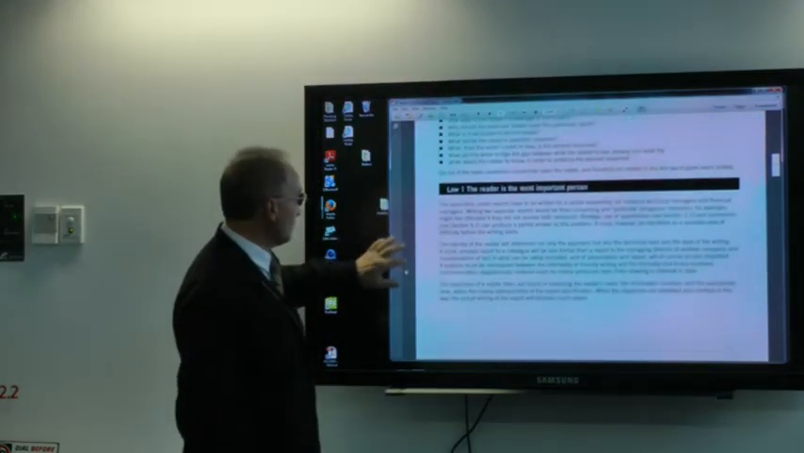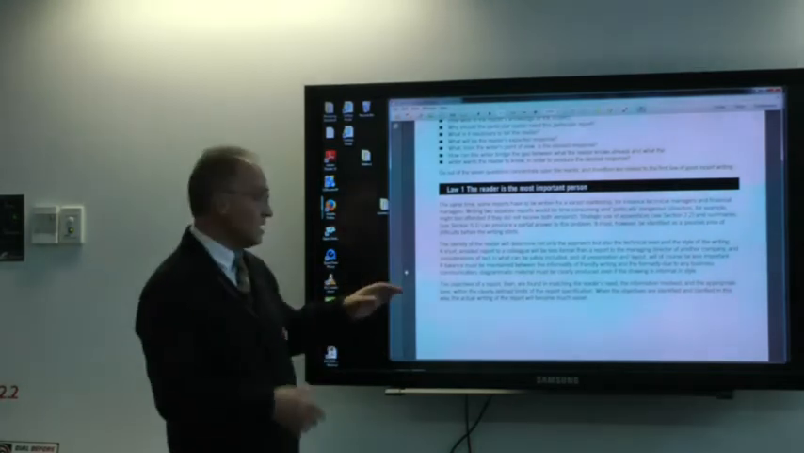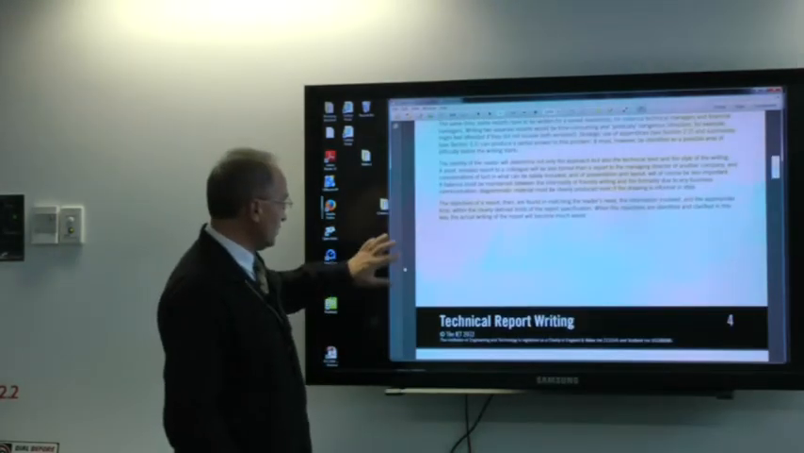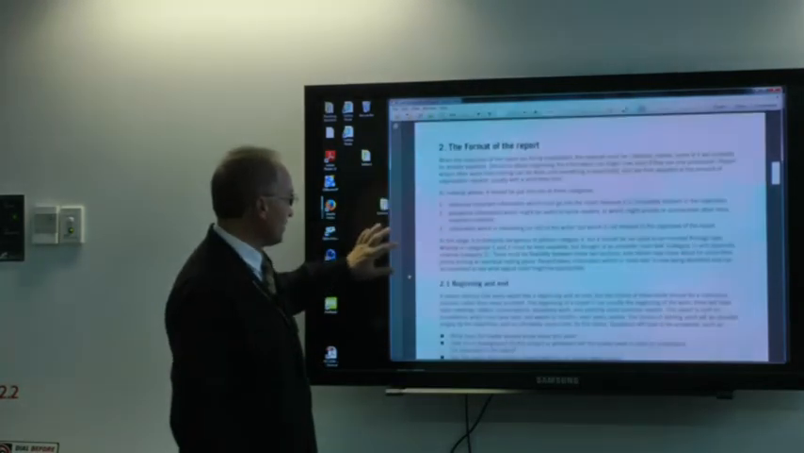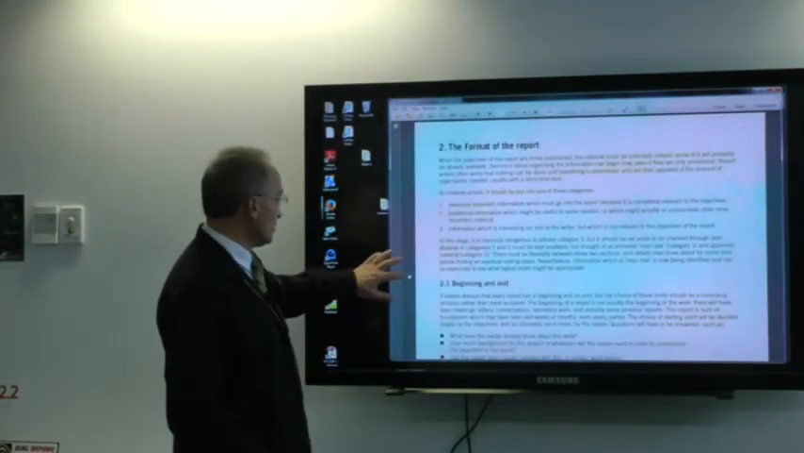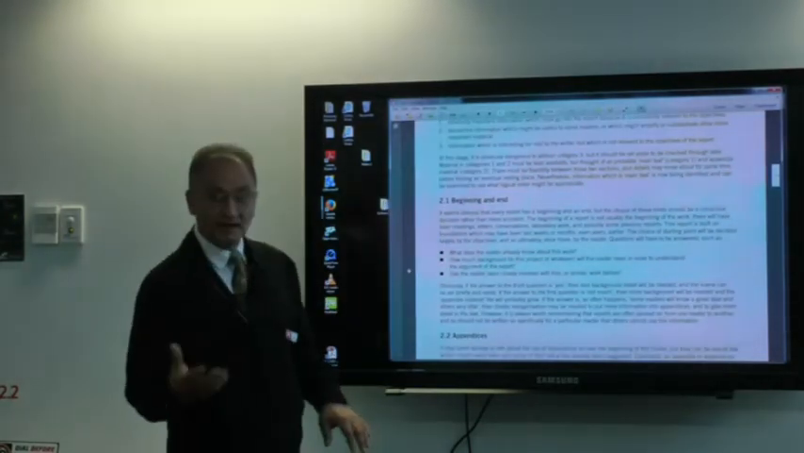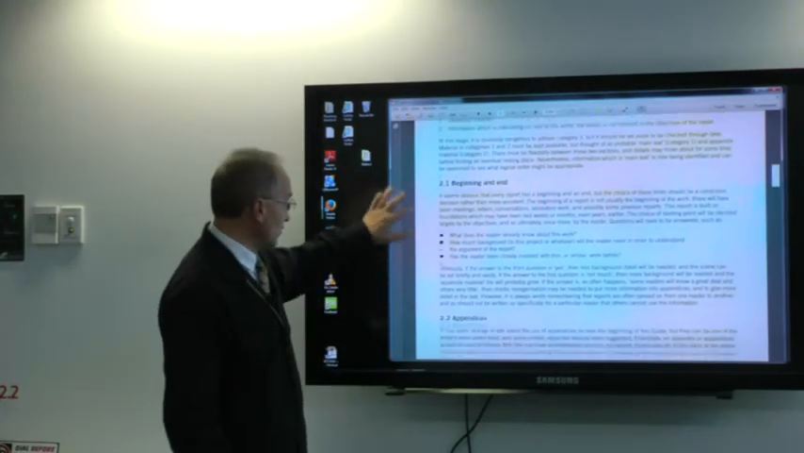The reader is the most important. In other words, a report for management, a report for your lecturers, a report to your fellow students will be different. So you need to define that. The format of the report, the style, the way it's set out, the structure has to have a beginning, an introduction that defines exactly what it is that you're going to be writing about.